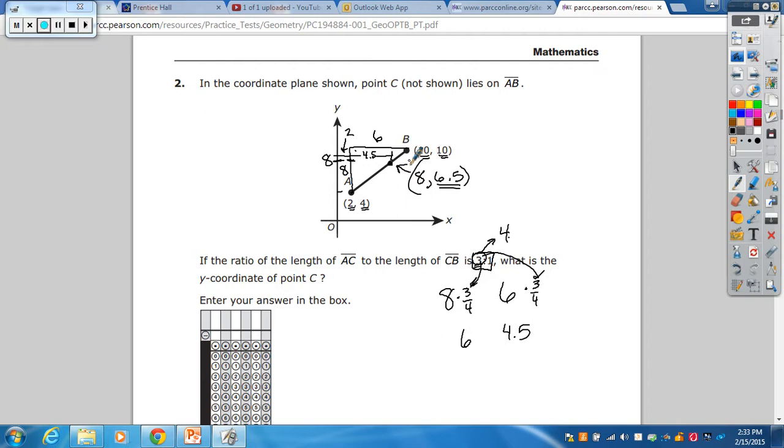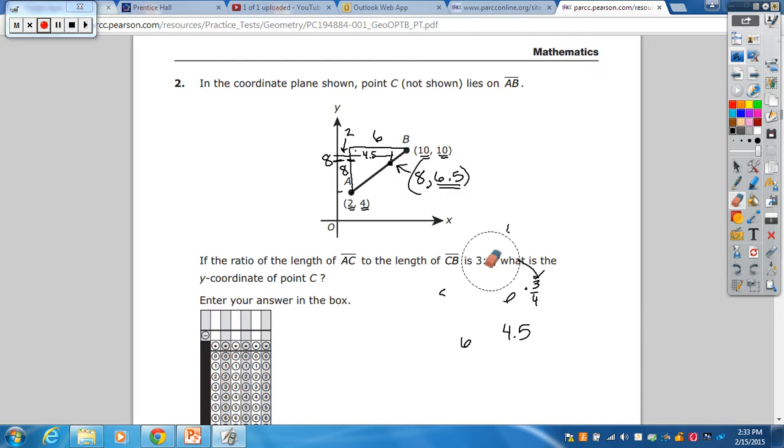So this all could change. If it wanted to be like 4 to 1, you would just go ahead and do 4/5. If you wanted it 2 to 3, it would be 2/5. Okay, so I hope you understand how we get that.